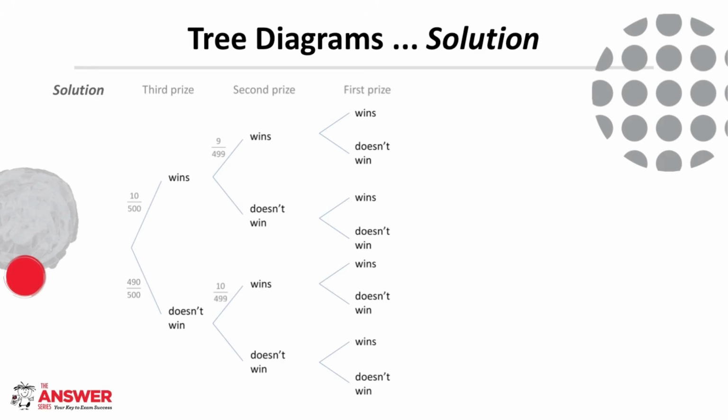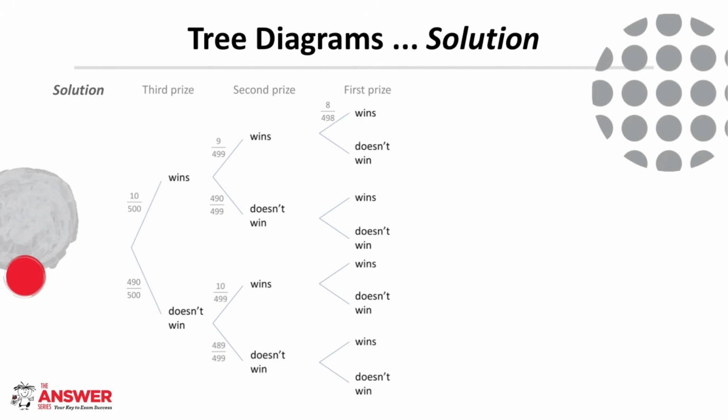In each of these cases, we find the other branch's probability by knowing that the sum of these must be 1. Then lastly, for first prize, there are now 498 tickets left in total to select from. If Zia won third prize and second prize, then she would have 8 tickets left in the draw, and so the probability would be 8 over 498.